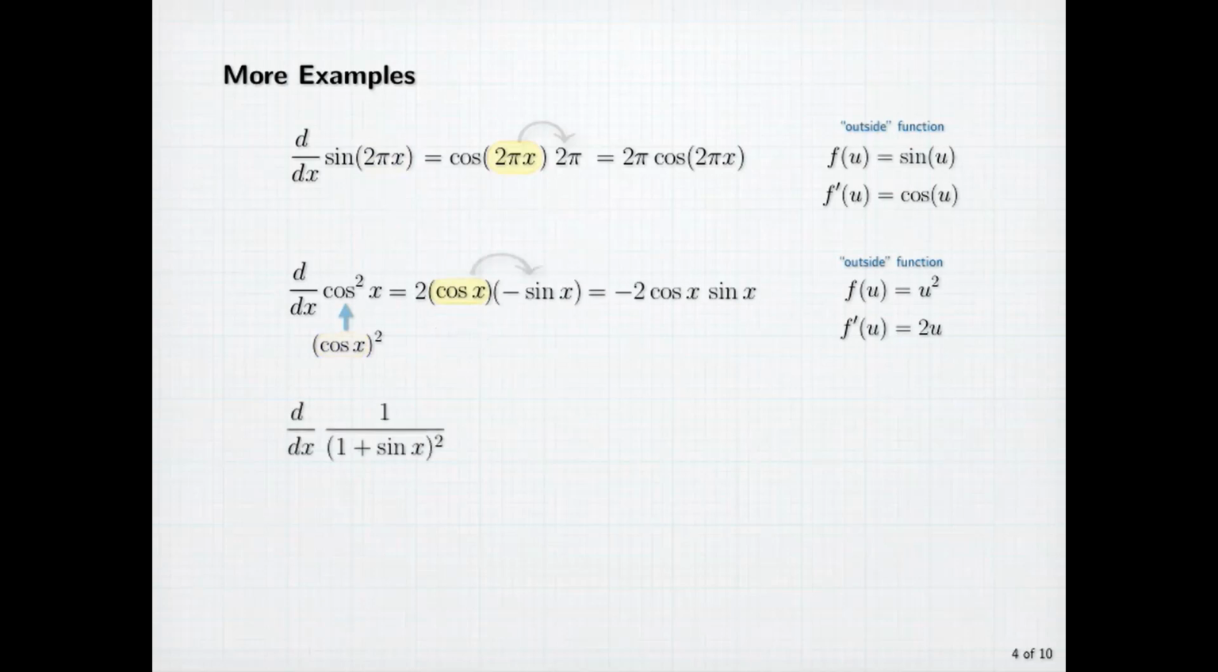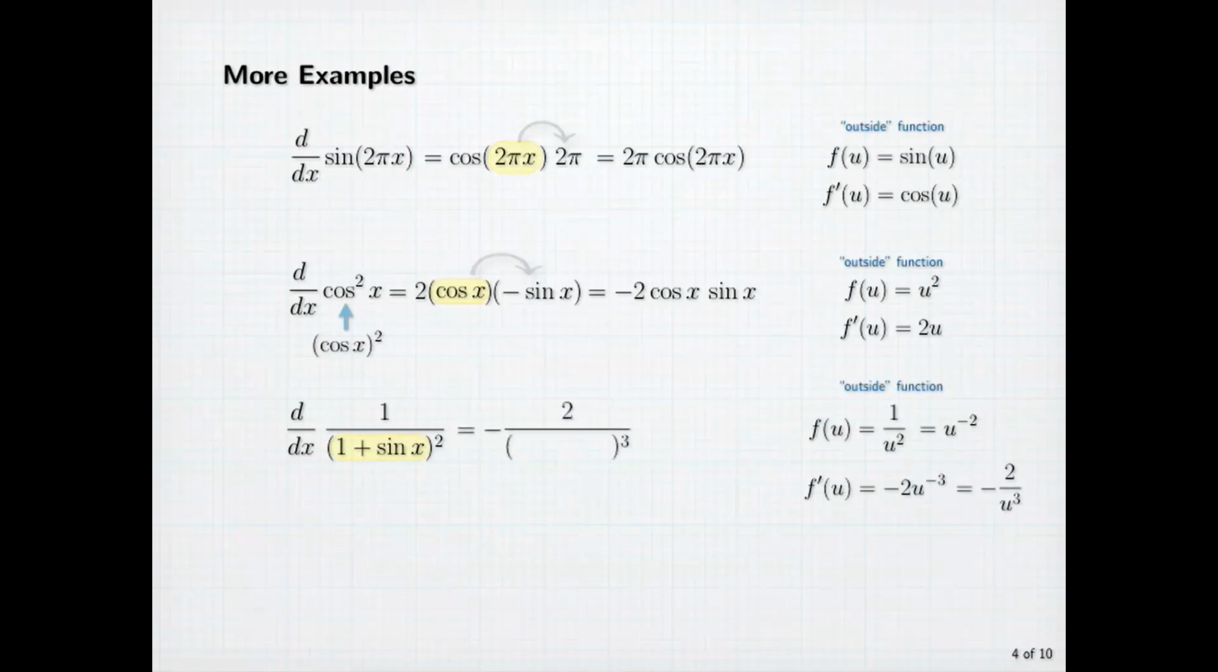The derivative of 1 over 1 plus sine x quantity squared. Here we view 1 plus sine x as our inside function, and the outside function is 1 over u squared, or u to the minus 2 power, whose derivative is minus 2 u to the minus 3 power, or minus 2 over u cubed. And so now we write minus 2 over the inside function cubed and multiply by the derivative of the inside function. So here we have minus 2 cosine x over 1 plus sine x cubed.